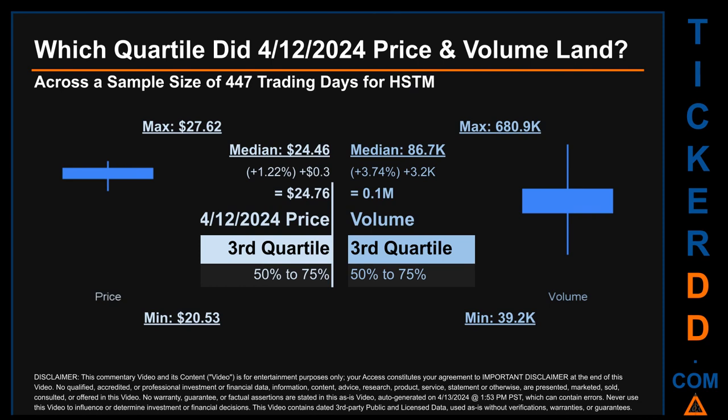The day's volume landed within the third quartile, that is within the 50% to 75% range of all sampled daily volume, which saw a max daily volume of 680.9 thousand and a minimum of 39.2 thousand.